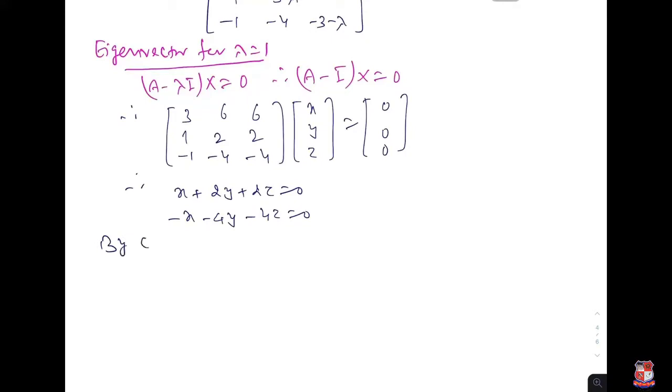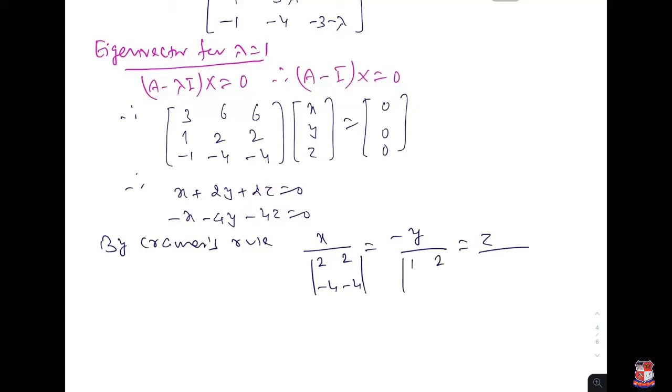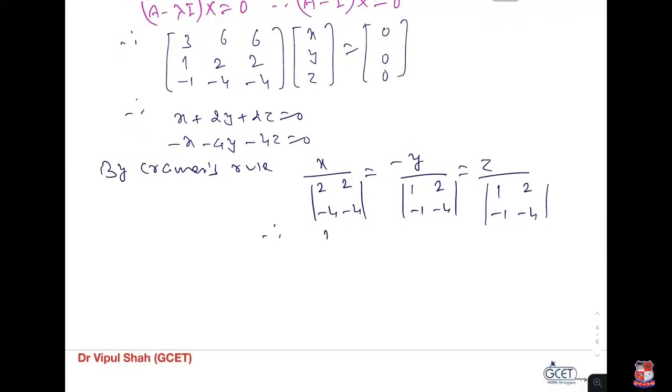And now by Cramer's rule, this is easy: x over, then equal to minus y over, and equal to z over. Now for x, you just hide the x, so consider the coefficients of y, z here and here. So these four elements you write down in the determinant, that is 2 2, minus 4, minus 4. Similarly for y, you need to write the coefficients of x and z. So that is 1 2, minus 1, minus 4. And for z, you write the coefficients of x and y. So that is 1, 2, minus 1, minus 4. And so this is now x over, it is easy to find the determinant, minus 8 plus 8.